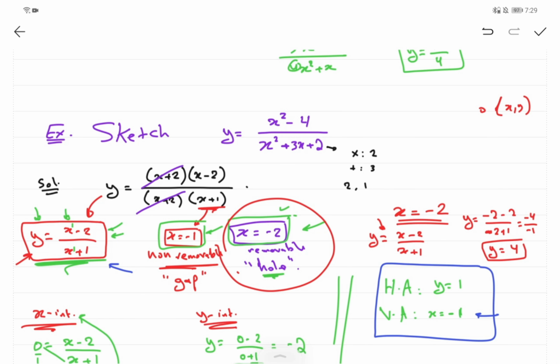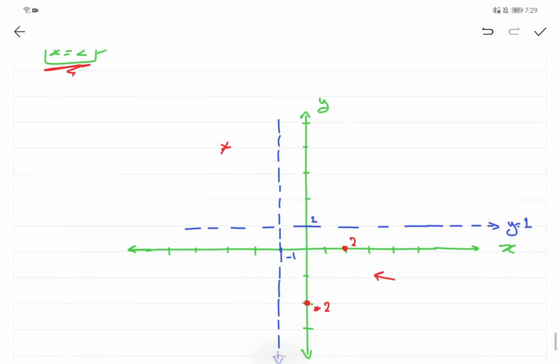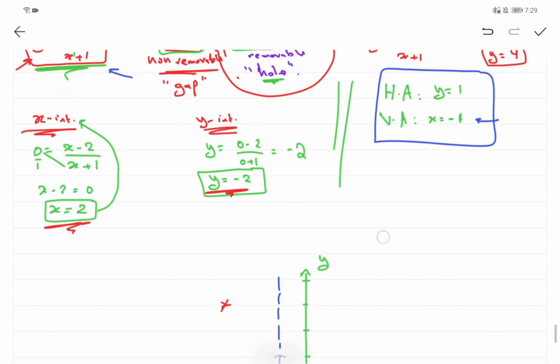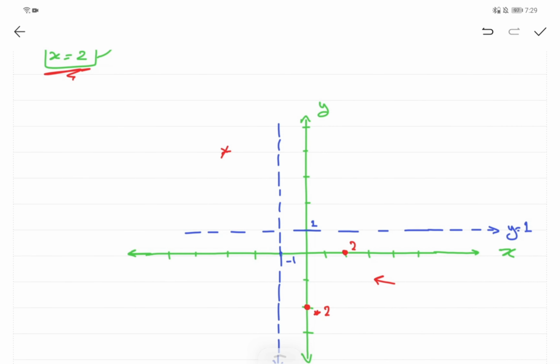So the coordinates of the hole will be negative 2, positive 4. So let's go back to the function and make a hole when x is negative 2 and y is 4. So this is negative 2 and 4. 1, 2, 3, 4. So there will be a hole here. Okay, so just let me remove this and this one and graph.